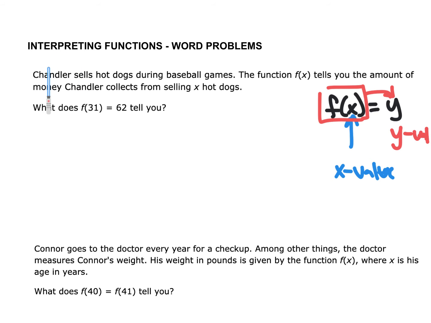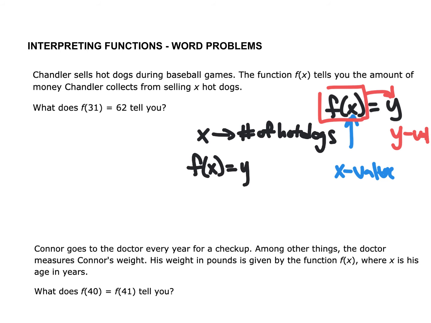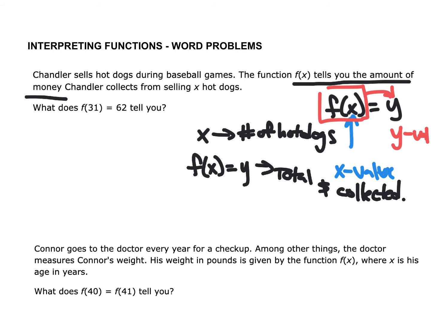Now we're going to come over here, and we're going to say Chandler sells hot dogs during baseball games. The function f of x tells you the amount of money Chandler collects from selling X number of hot dogs. So here's what we can do. Let's write out X represents the number of hot dogs, okay? And then we want to write out f of x, which is the same thing as y. F of x tells you the amount of money Chandler collects. So this is total money collected, okay, after X number of hot dogs.